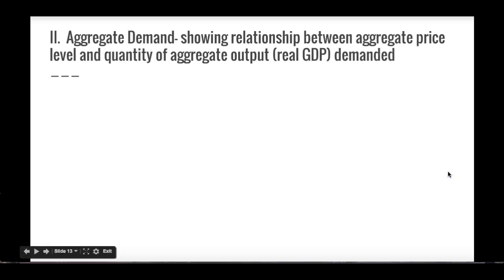Okay, this video is the beginning of Module 17, which has to do with aggregate demand. So, first thing that we have to talk about is what the heck is aggregate demand? Well, aggregate demand is looking at the relationship between the aggregate price level and the quantity of aggregate output demanded. And our aggregate output is real GDP.